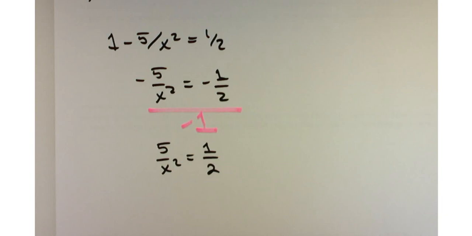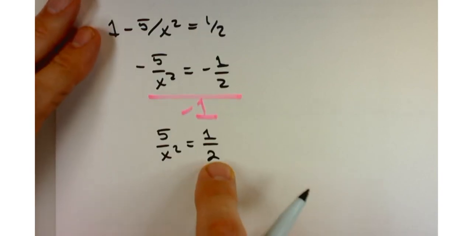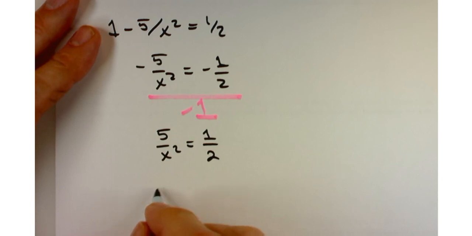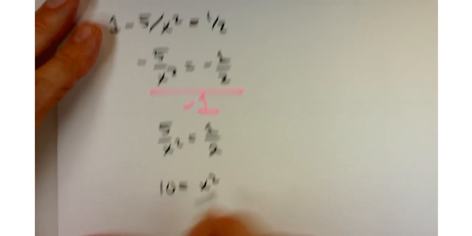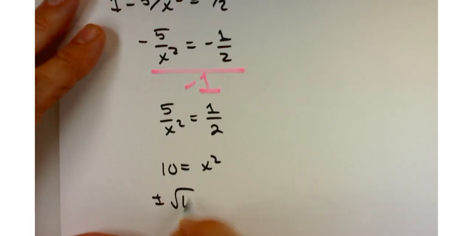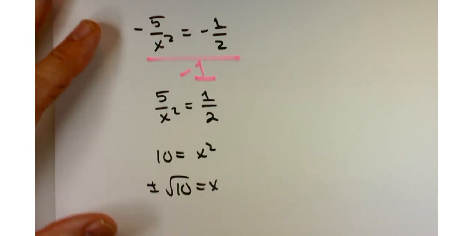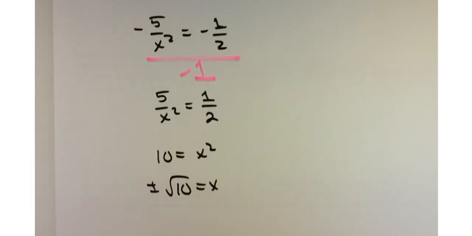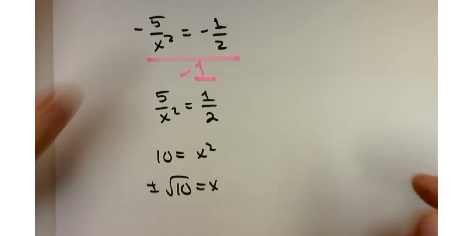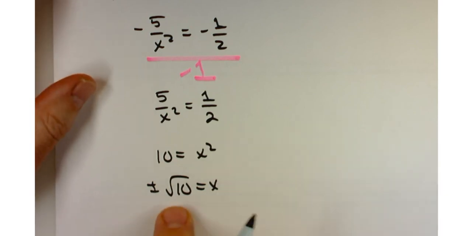Suggestions. How would I solve for x? What would you do to solve for x here? Cross multiply. Yes, this is a proportion. You have one fraction equals another fraction, so you can cross multiply. I get 10 equals x squared. So plus or minus the square root of 10 equals x. Yay. Do I want both of these?